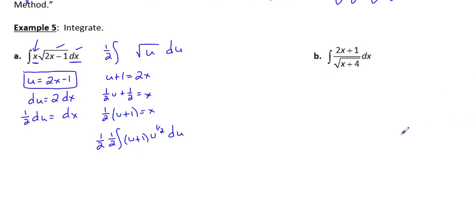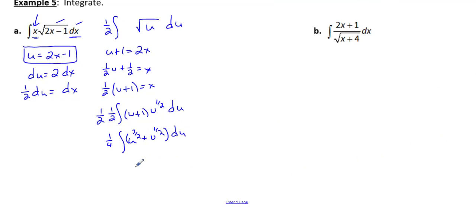Okay, now guess what we have to do? Distribute, and just use our power rule then, okay? So that we have 1/4, antiderivative, u to the first times u to the 1/2 would be u to the 3/2, plus u to the 1/2, du.